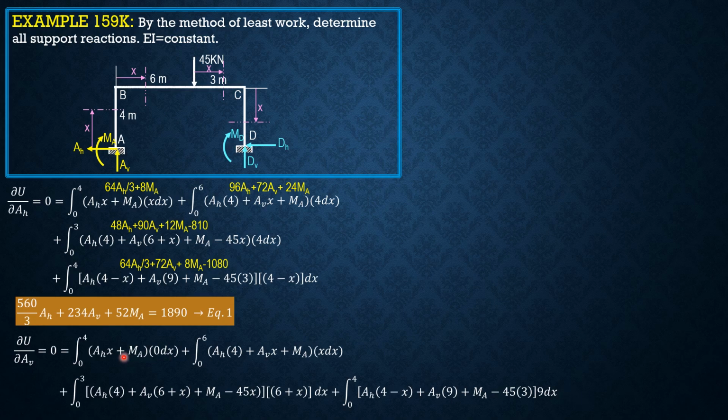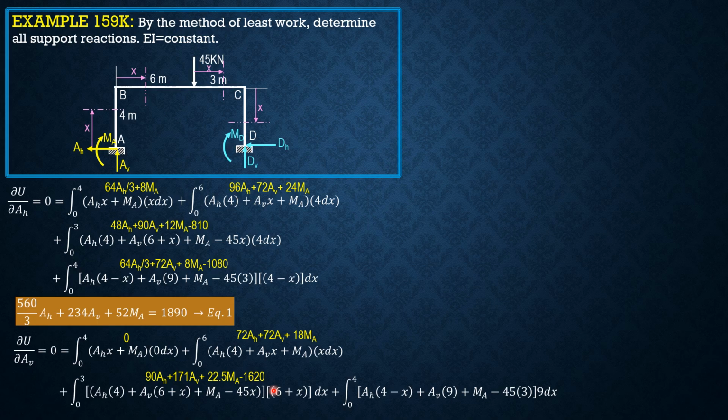So evaluating, the first integral is 0. Here it's for AH, AV, and MA. We have 72AH plus 72AV plus 18MA. Here for AH, AV, MA, and the constant, we have 90AH plus 171AV plus 22.5MA minus 1620.